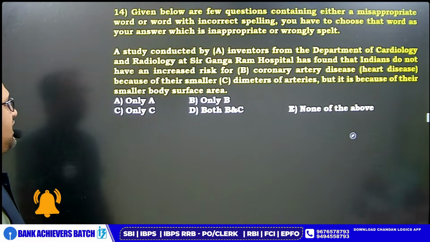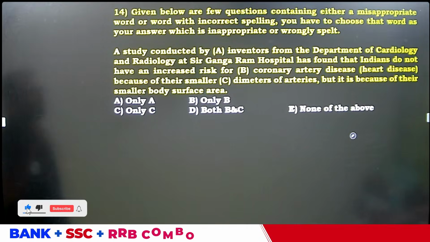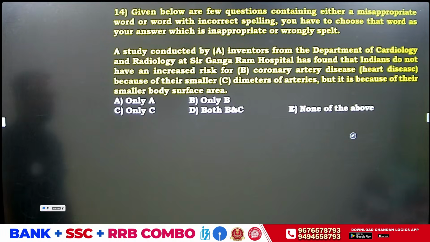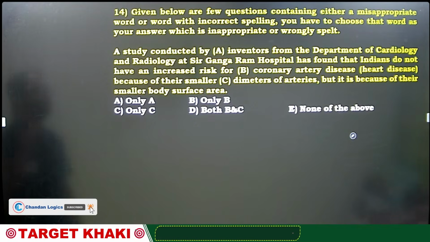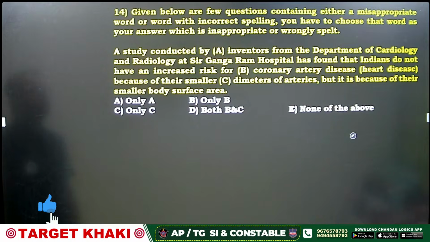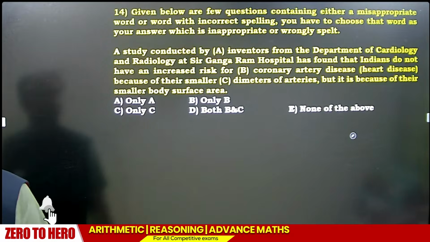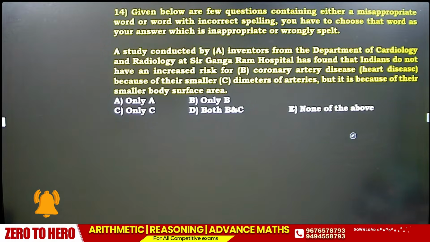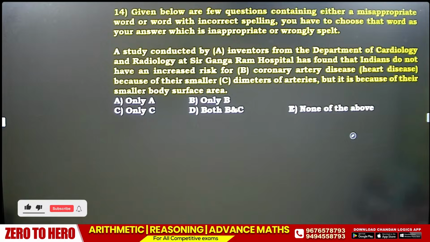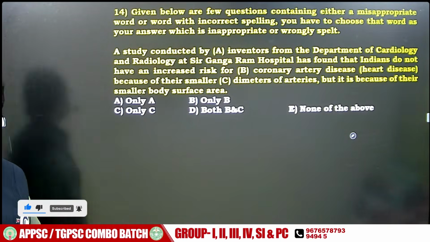A study conducted by inventors from Department of Cardiology and Radiology has found that Indians don't have increased risk for coronary artery disease because of their smaller diameters of arteries, but because of their smaller body surface. It's an article purely based on the meaning of the sentence.